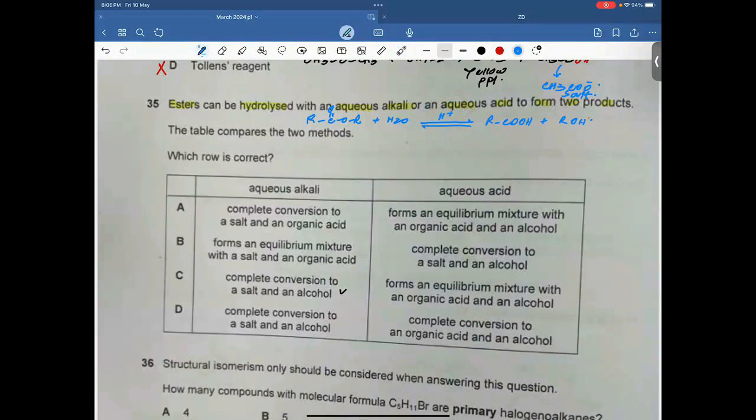All right. But when it is reacting with water in the presence of alkaline medium, obviously you will get salt of acid and alcohol. Okay. So which row is correct? And the table compares the two methods.